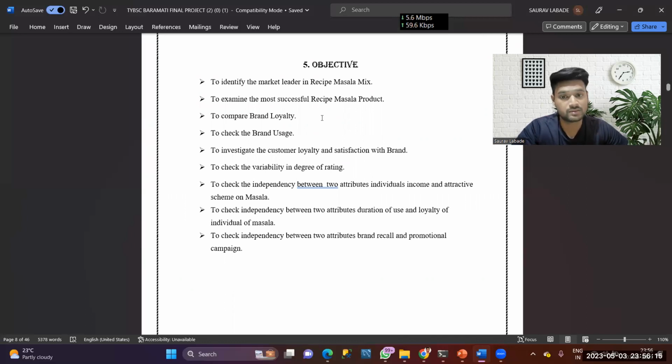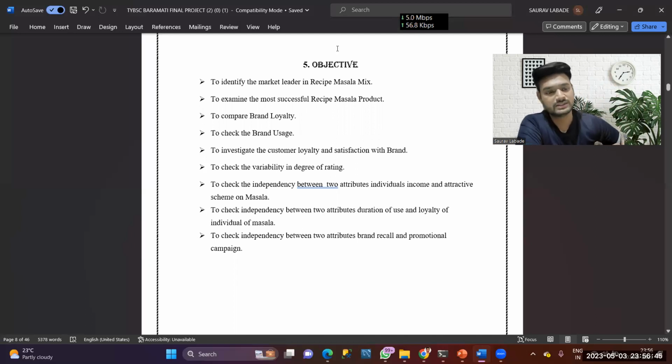Now, what is the meaning of the objective? Objective means what you have shown in this project, what you have concluded from the project, what the aim of the project is, what your goal is in this particular project. So that is basically the objective. Now here I have mentioned too many objectives. For your project you can give a minimum of 4 to 5 objectives. Okay, so that is important.